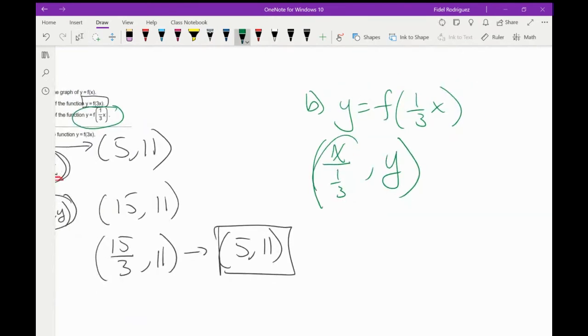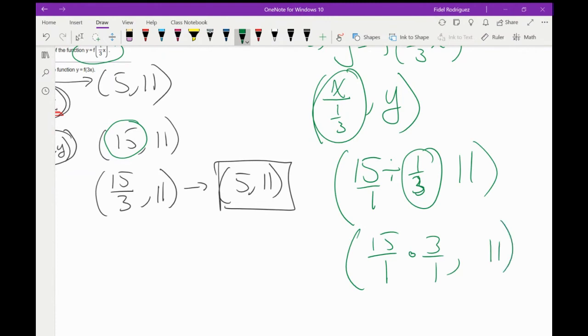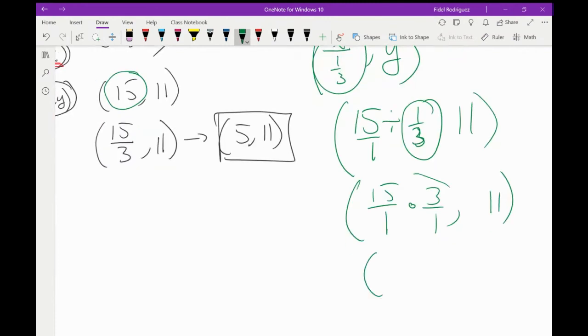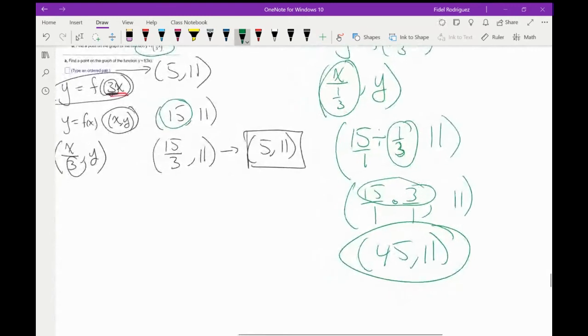Okay. So I don't want you to get freaked out with this part right here, y'all. Remember what my original x number was? It was a 15. And what am I doing? I'm dividing it by 1/3. Well, let's think of that 15 as 15 over 1. So I can say, look, this is 15 over 1 times the reciprocal of 1 over 3, 3 over 1. The y number stays the same, so that's still an 11. And then 15 times 3, that's just 45. So my point for part B would be (45, 11).